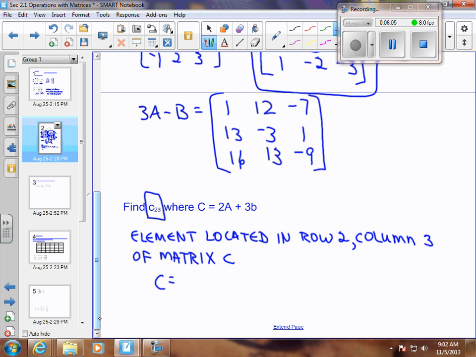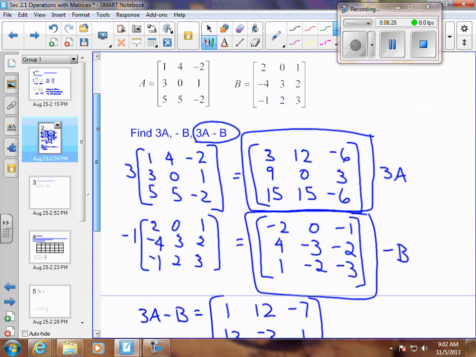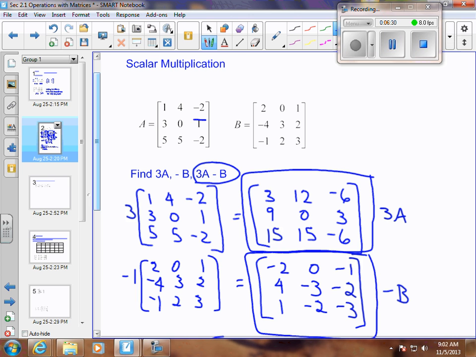C is the matrix 2A plus 3B. Well, we really don't need to find the entire matrix C. We just are looking for one particular element. So if we go to the second row, third column of matrix A, and also the second row, third column of matrix B, we get the numbers 1 and 2.